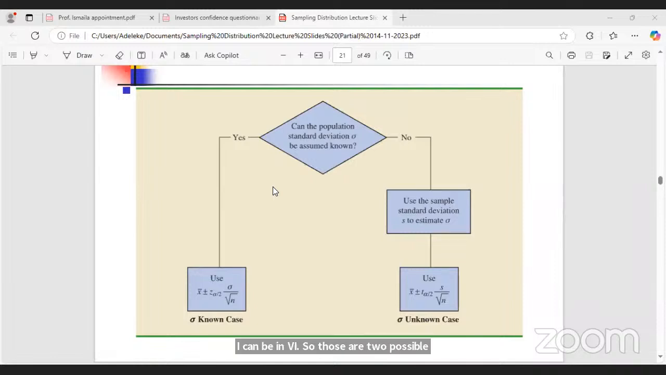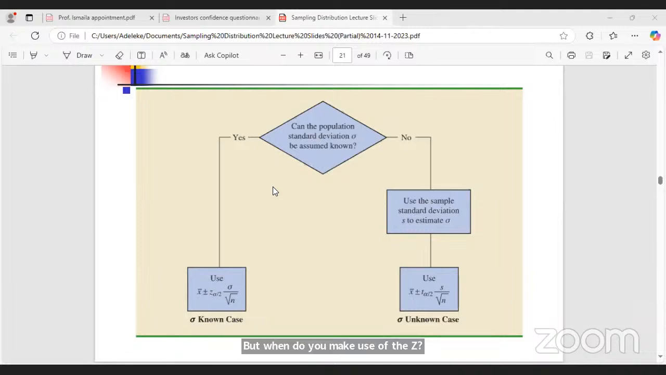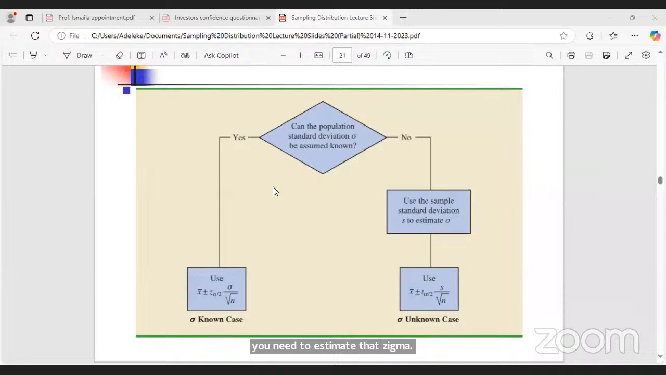But when do you make use of the Z? When do you make use of the T? When the population standard deviation is known, you use the Z. When the population standard deviation is unknown, you will need to estimate it. That's what you have on the right. You will need to estimate sigma with S, and then you compute the margin of error after getting the value from the T table.